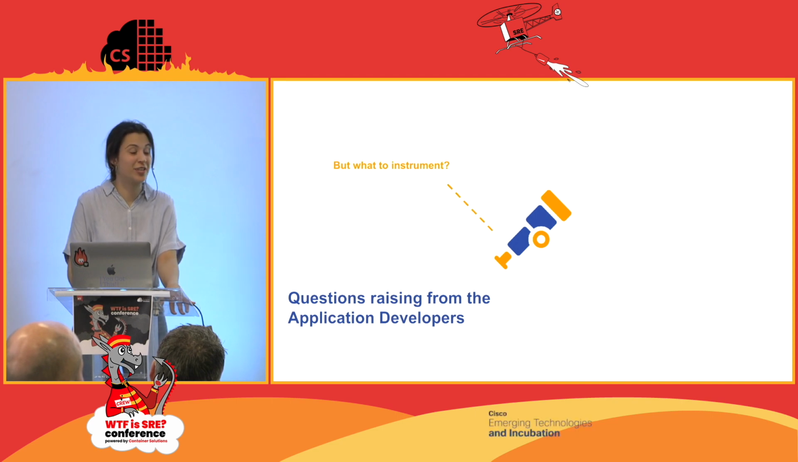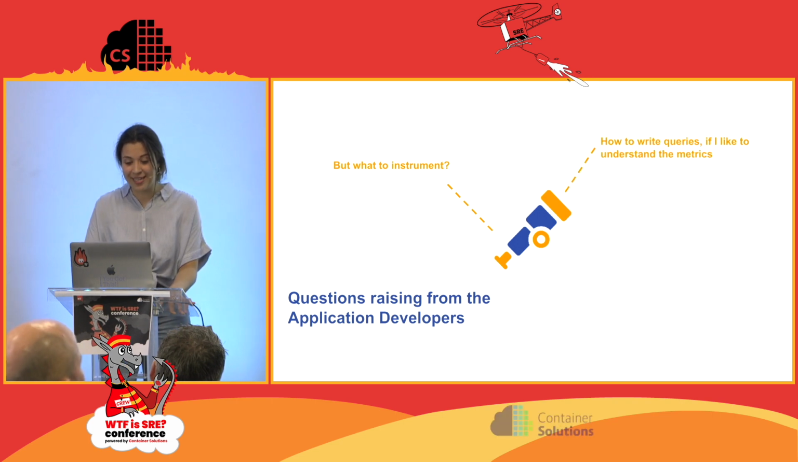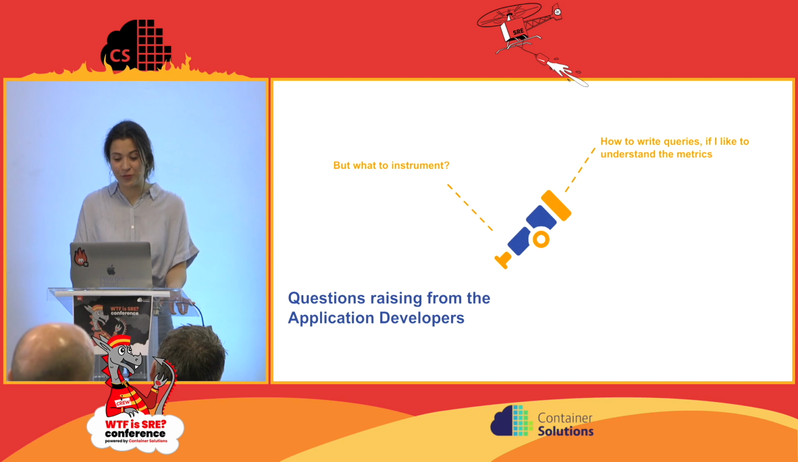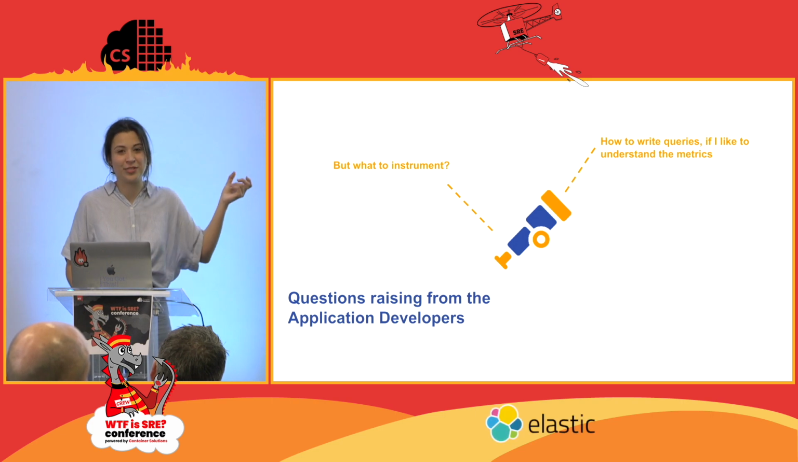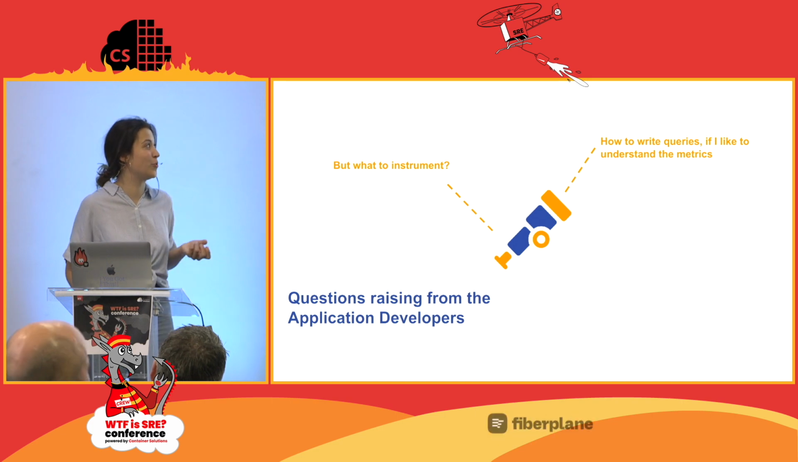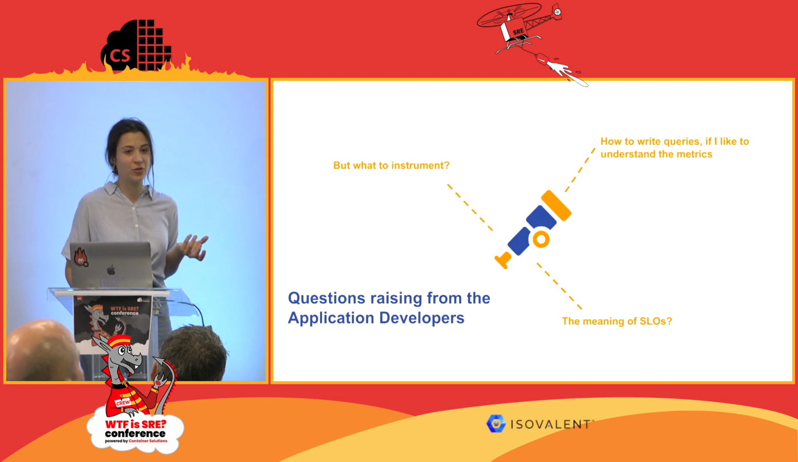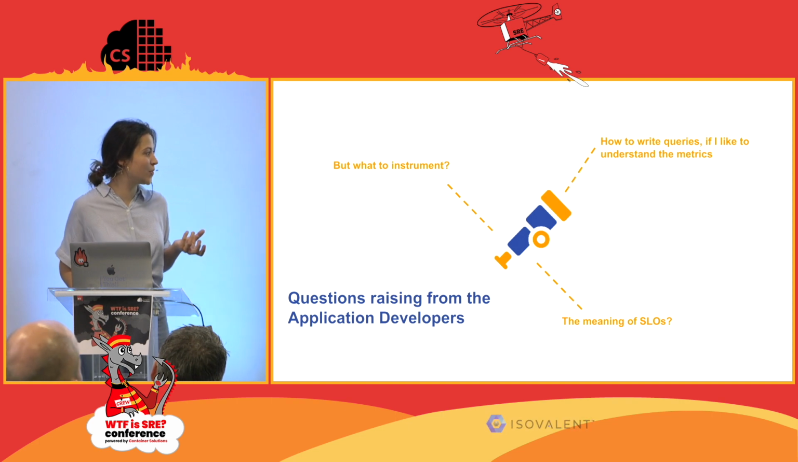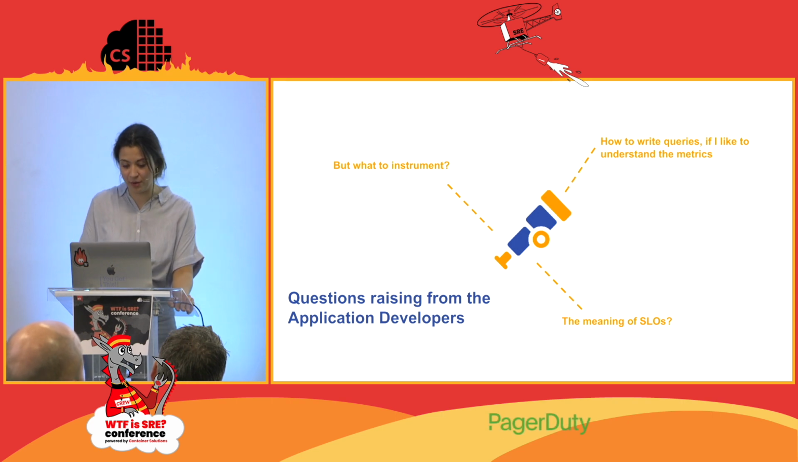First of all, but what should I instrument? It's great that I have the SDK, but what are we measuring? Then the next question, at least I felt that way when I saw Prometheus the first time, how do I write those queries? I really would like to understand the metrics, but first I need to get the metrics. So first I need to understand how to write this PromQL. And then the last thing, what is the meaning of an SLO? So if we have defined SLOs, do I understand as a backend engineer what was triggering them?